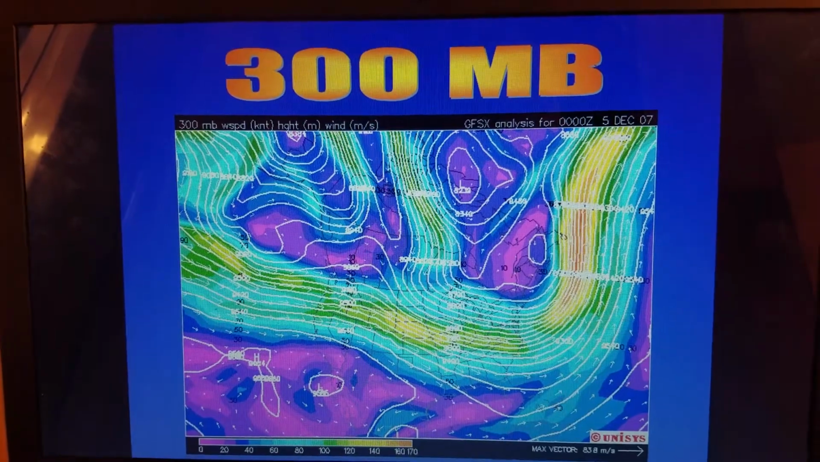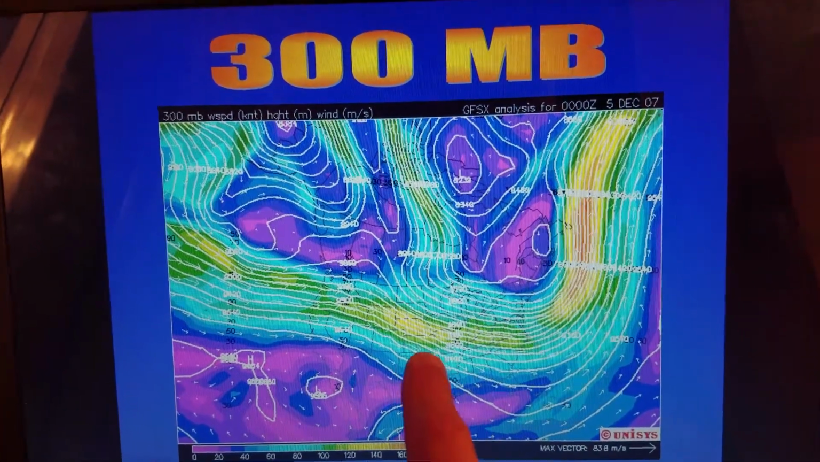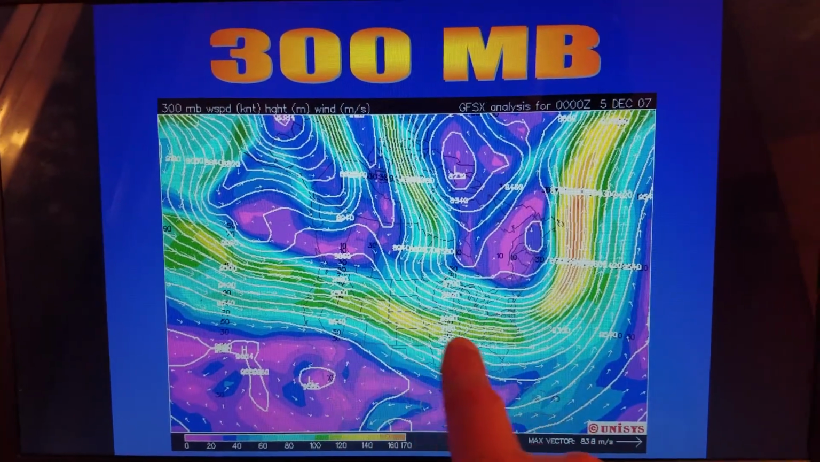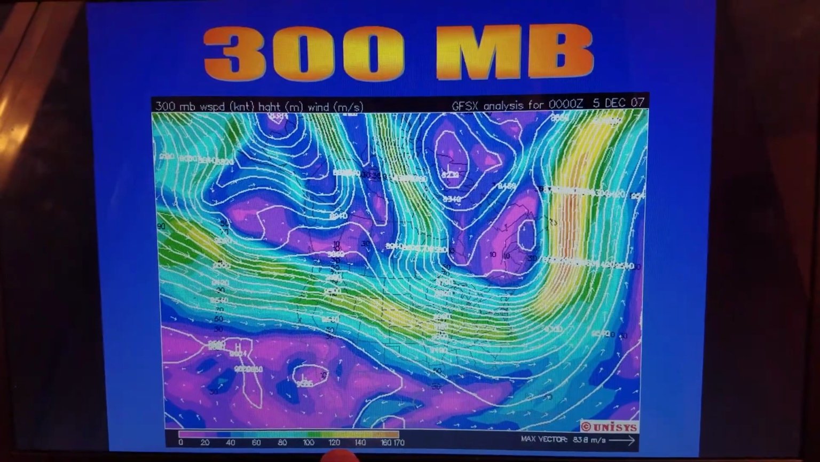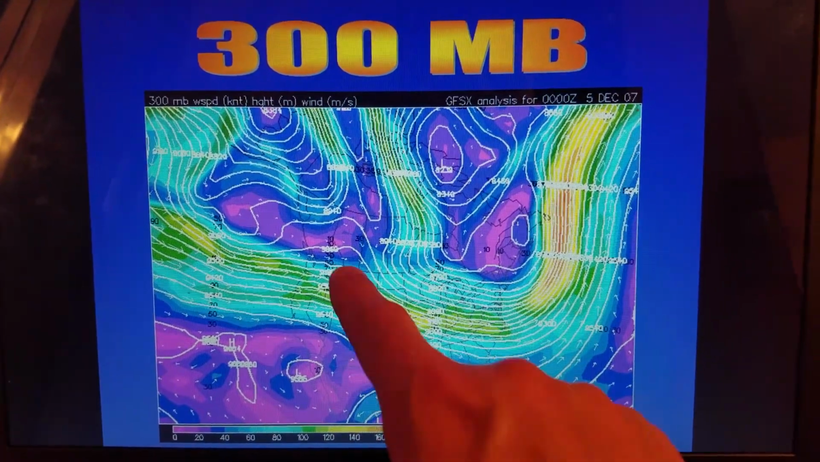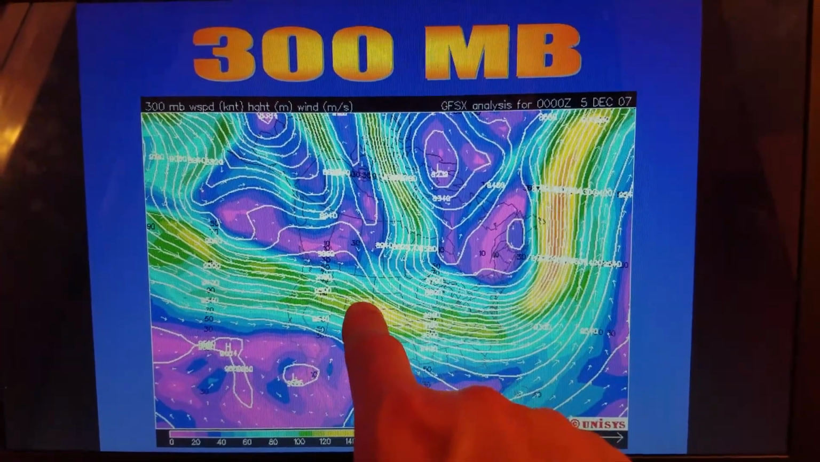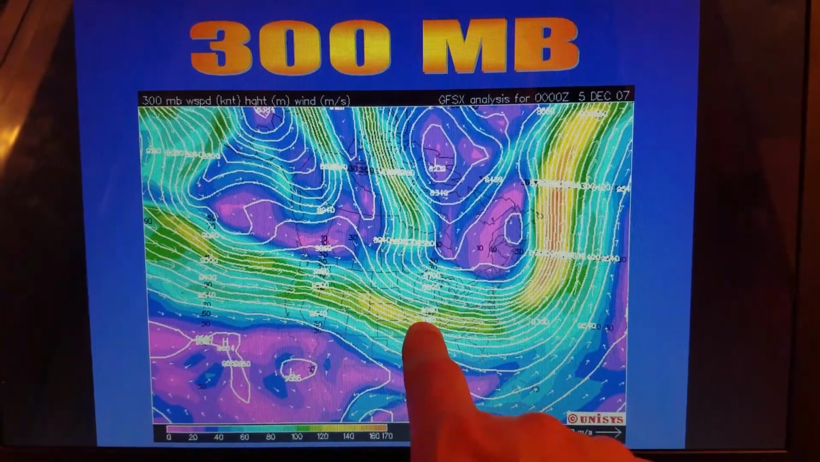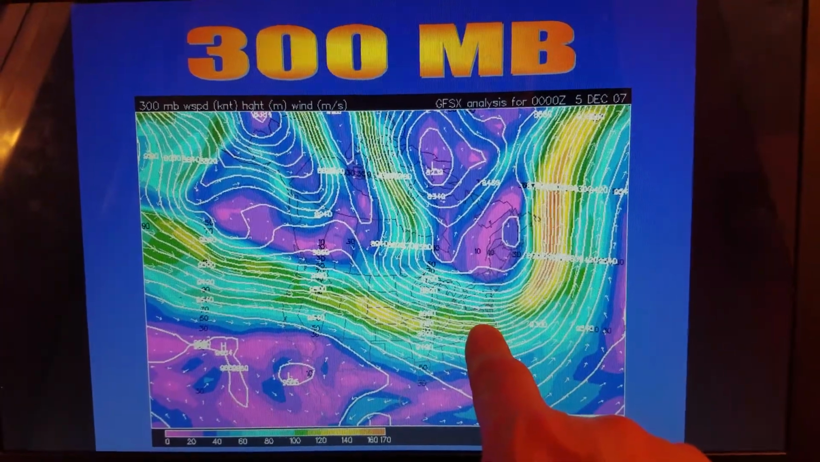All right, so we're going to start off at 30,000 feet above the ground at the 300 millibar level. And what you'll notice is an area of higher wind speed, indicated by the yellow. You see the legend at the bottom here of 120 to 140 knot wind speeds within the main jet axis. And you can see that yellow area extending from eastern Wyoming into Nebraska, northern Missouri, all the way down into the Mid-Atlantic area into Virginia.